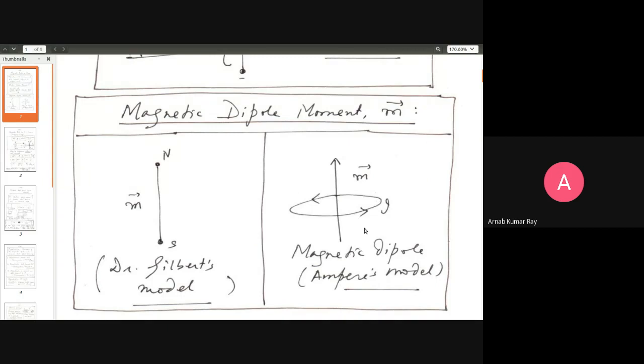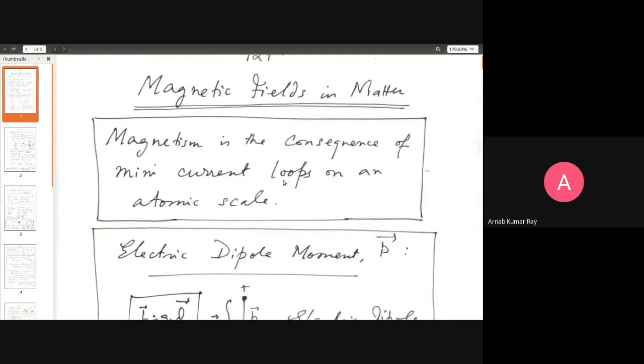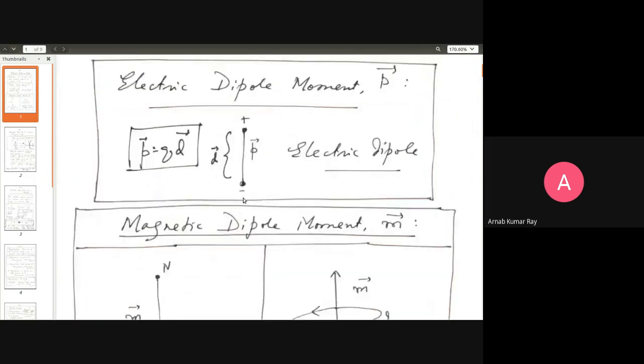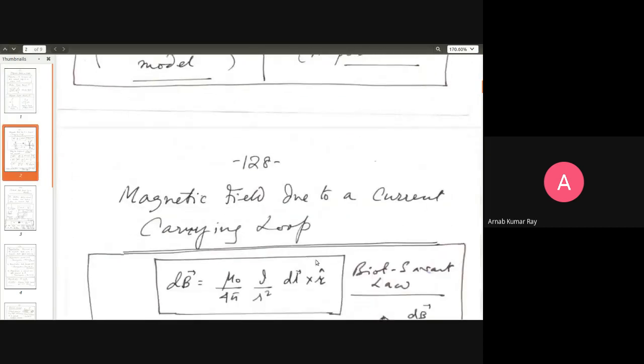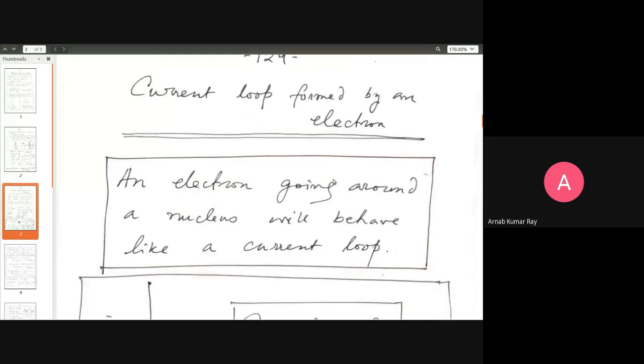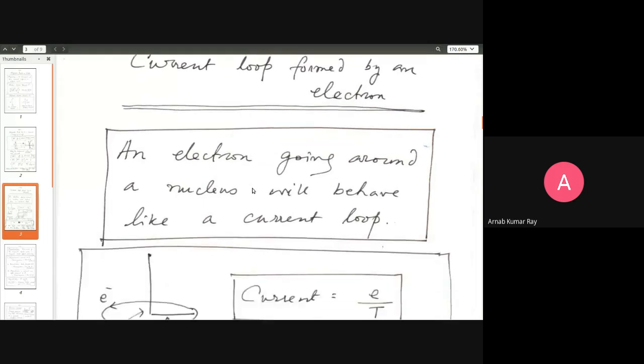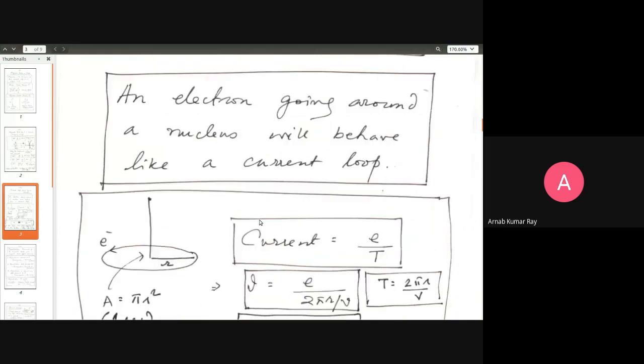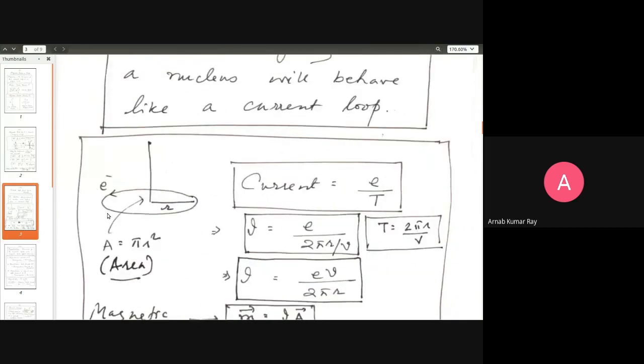And so where is this current coming from? It is coming from mini current loops on an atomic scale. So we shall now look at that with the help of the understanding that we have derived from this discussion. We go to the current loop formed by an electron. Let us see how. An electron going around a nucleus will behave like a current loop. So here we are. This is the nucleus, probably somewhere at this point. This is the electron going round and round.